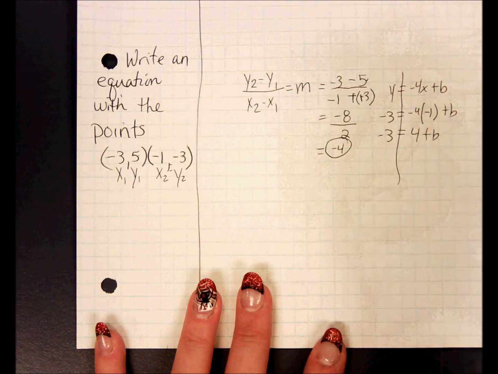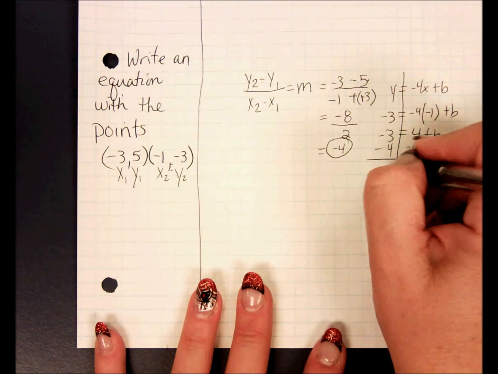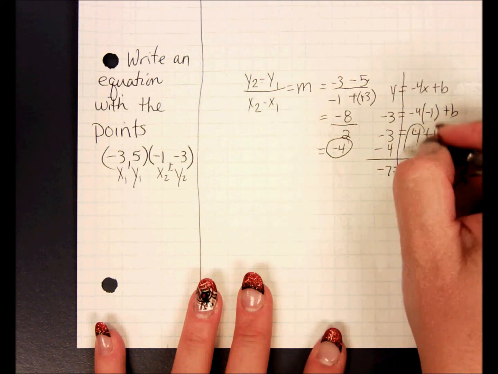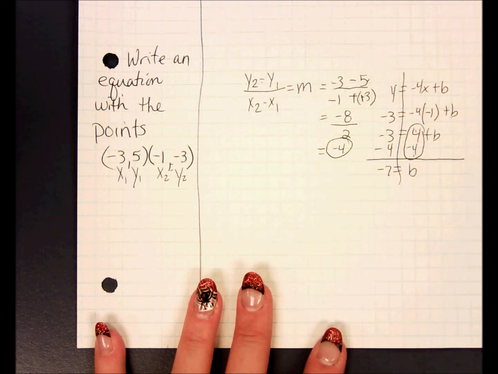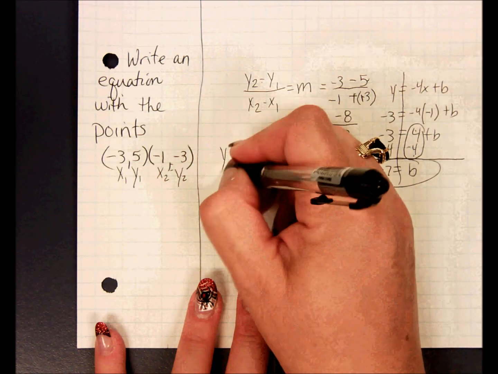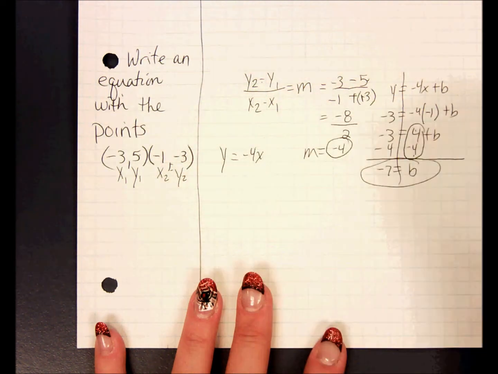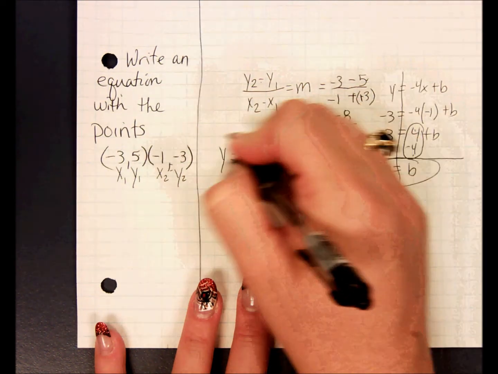Boom. We're going to take that 4 and we're going to subtract it from both sides. This is negative 7 over here. 4 minus 4 gives me a 0, and I'm left with my b. So now I have my b and my m. Y equals m, negative 4, times x plus b. And b is negative 7.